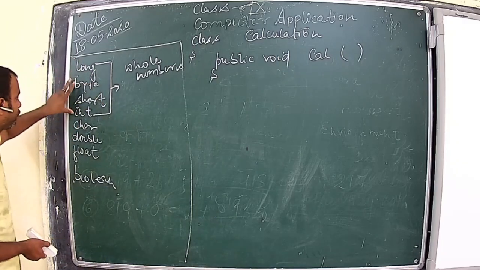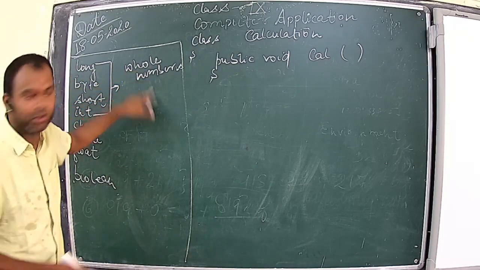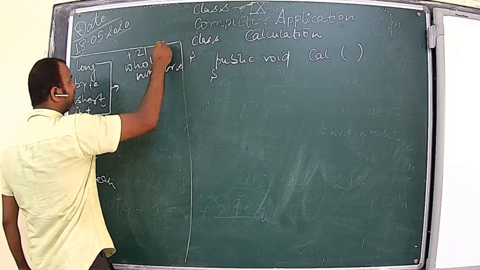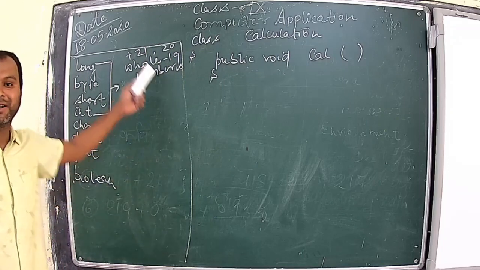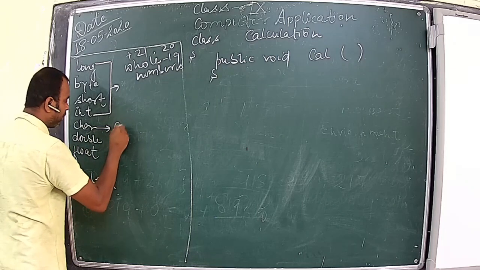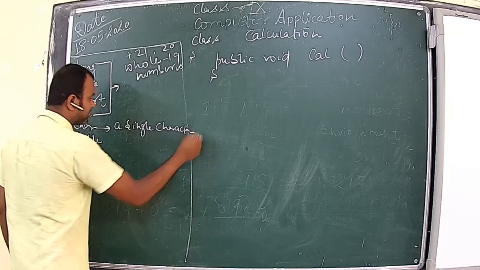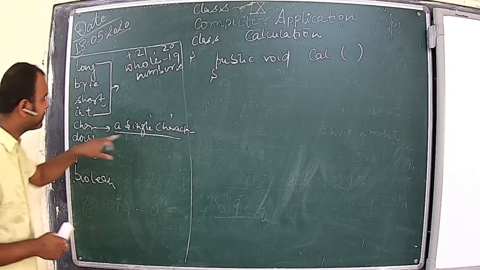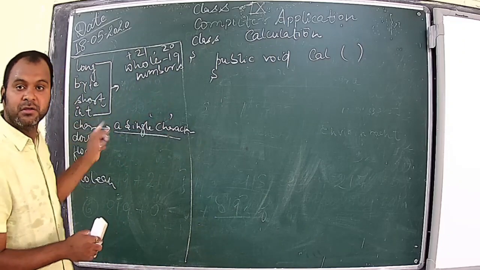Okay, so later on we'll talk about all these four, but at the beginning these four are being used for storing whole numbers. Whole numbers may be positive or negative, like 1, 21, 20, minus 90. These are examples of whole numbers. Now this char is used for storing a single character enclosed within single quotes.